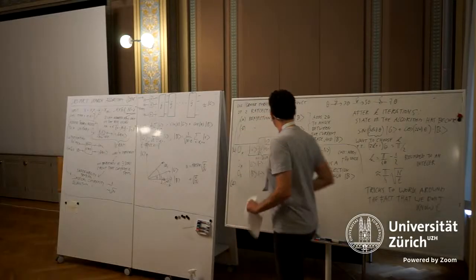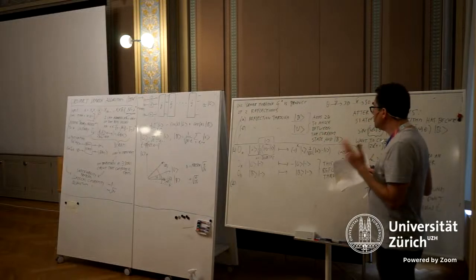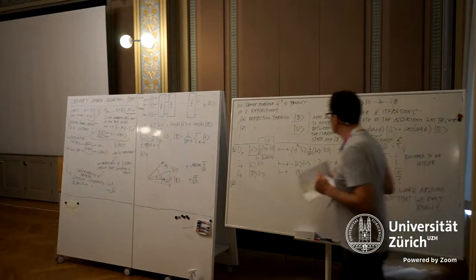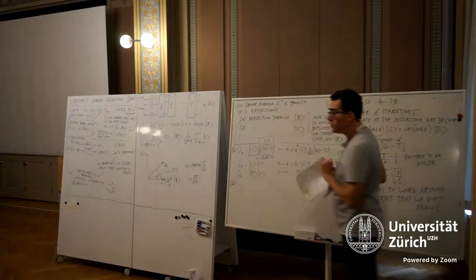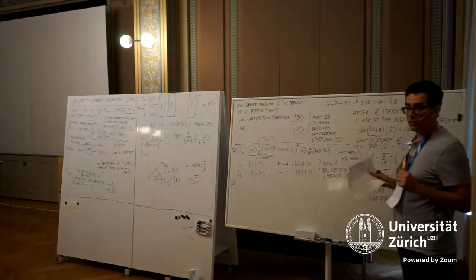So let's detail reflection number B. Now we want to reflect through ket U. What does it mean to reflect through ket U? It means that ket U should map to itself, and every state orthogonal to ket U should map to minus itself.